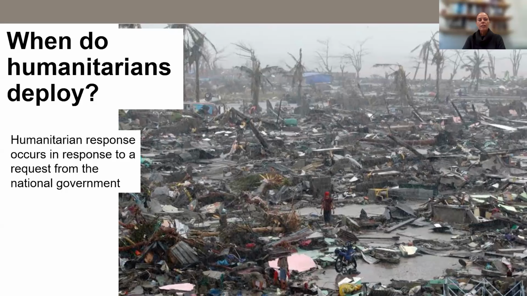When do humanitarians deploy? Now, deploy might be a bit of a strange term. It makes you sound like a missile, but we talk about humanitarians deploying to crises because a disaster happens and then they are flown to a particular case in order to help. And humanitarian response occurs because a national government requests help to the UN and the UN partners.